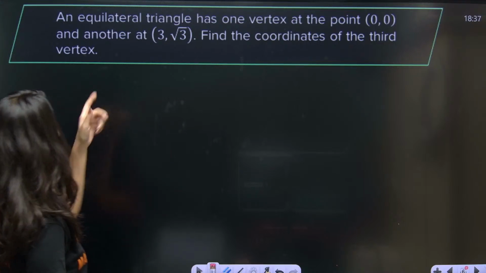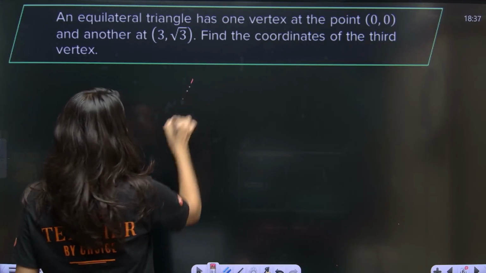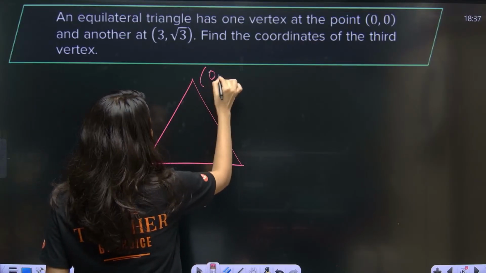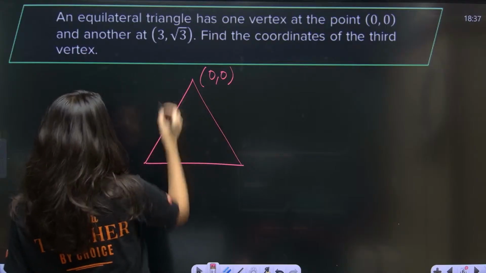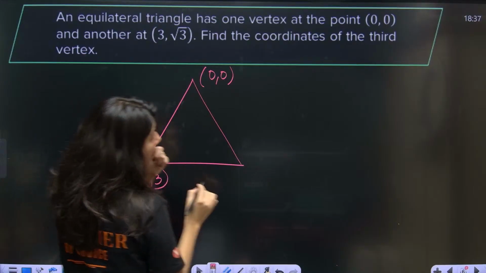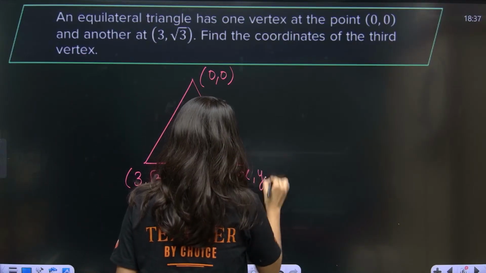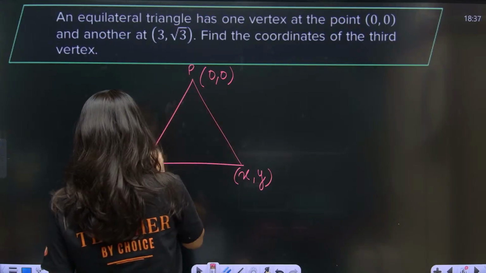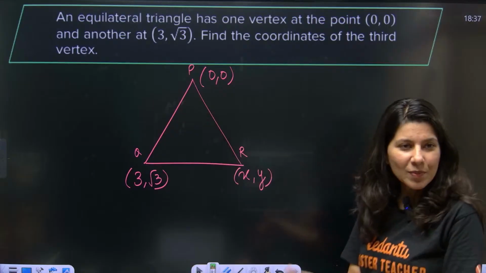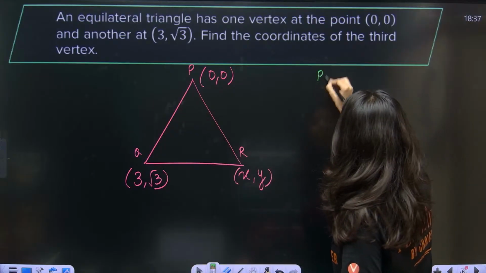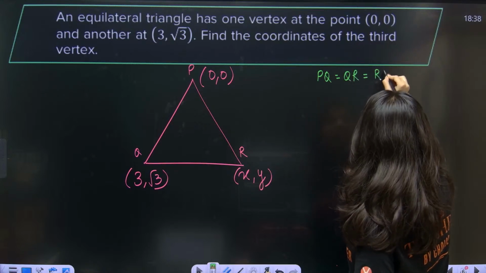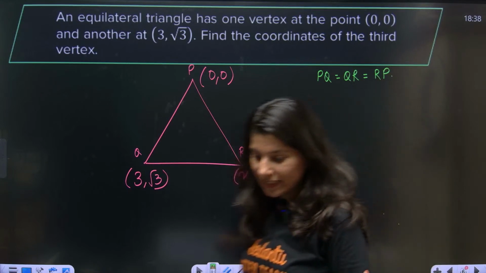Okay, are we doing it? An equilateral triangle has one vertex at 0, 0 and another at 3, √3. Okay, this is an equilateral triangle. And the third vertex, let us take x, y. These are P, Q and R. So now in an equilateral triangle, the very basic thing is PQ equals QR equals RP. Yes or no? So let's apply it.